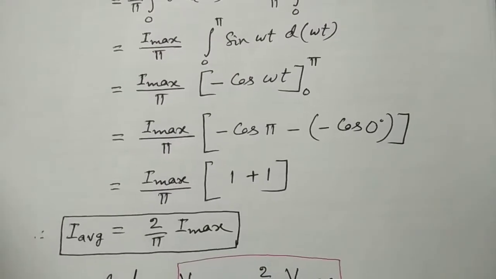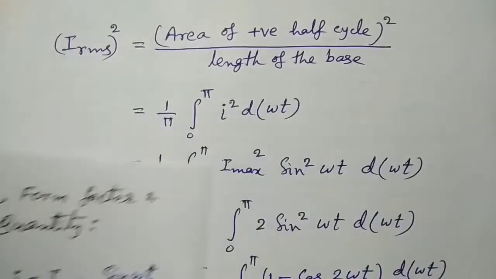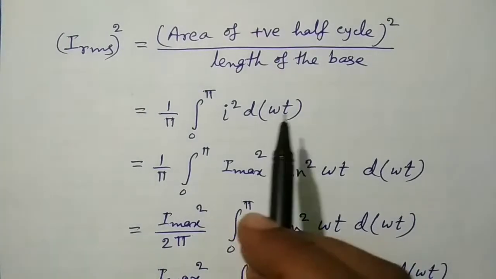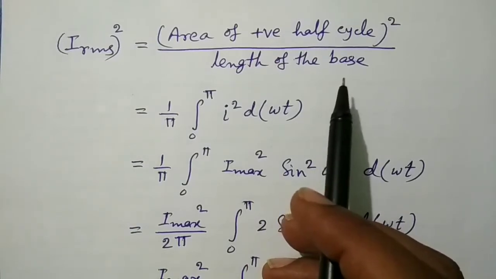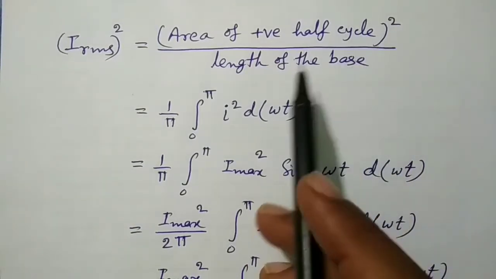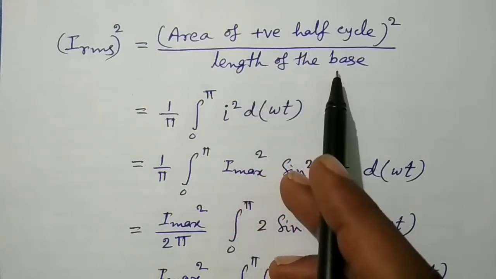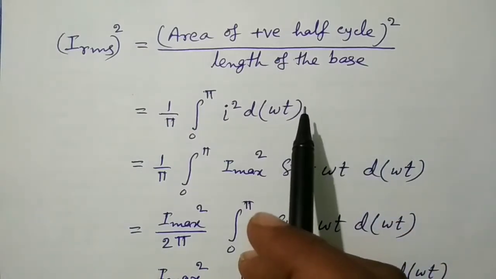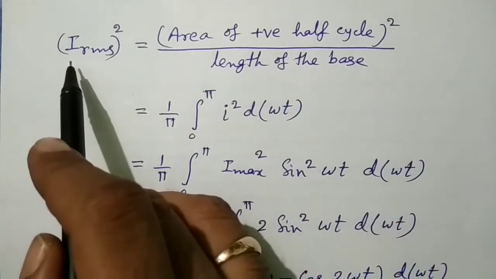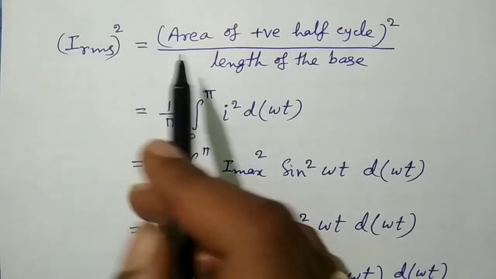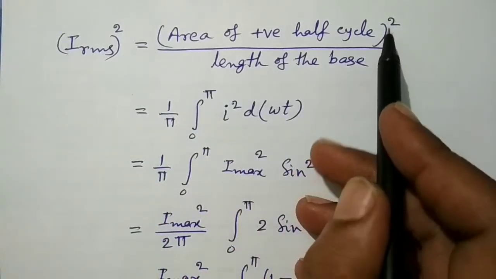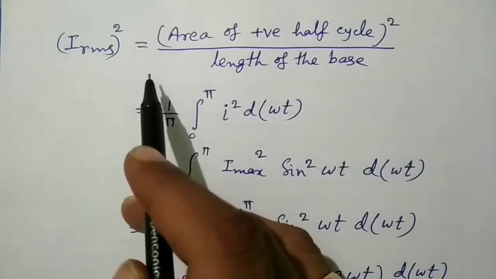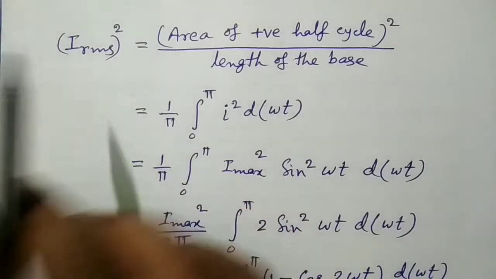Next, find the RMS value. For the RMS value, the concept is we have to calculate the area of the positive half cycle, then make it square, then divide it by its base length, and finally take the square root. But initially we calculate the I RMS square. So here it is the area of the positive half cycle squared upon the length of the base. After calculation we take the square root, then we will get the value of I RMS.